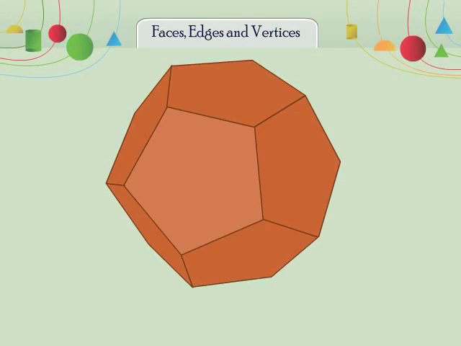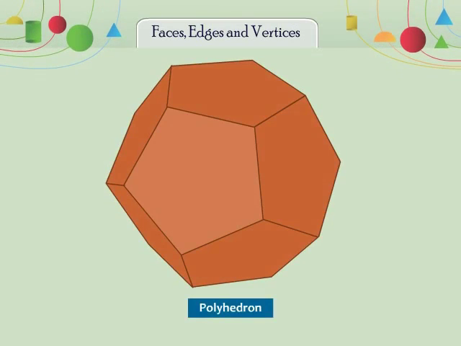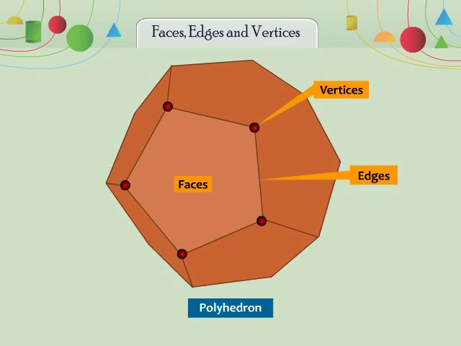Let us learn about polyhedrons. Each of the solids is made up of polygonal regions, which are called its faces. These faces meet at edges, which are line segments, and the edges meet at vertices, which are points. Such solids are called polyhedrons.